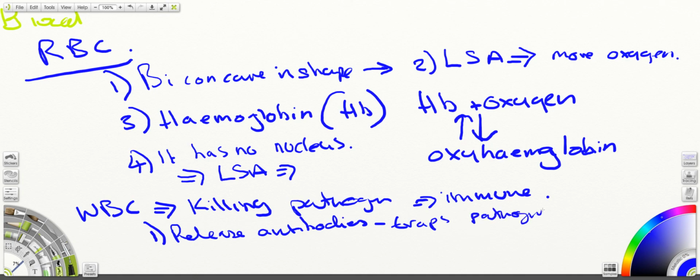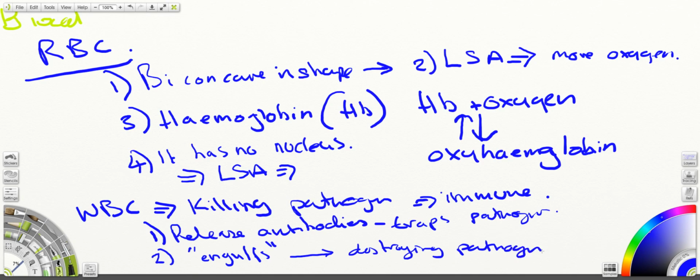Another type of white blood cell engulfs pathogens. Now the word engulfs means it surrounds, traps, and then swallows the pathogen, and once it does that, it ends up destroying the pathogen, so that you are happy and your body is happy and everybody is happy. Now let's open up a new one. So that's white blood cells and red blood cells done.